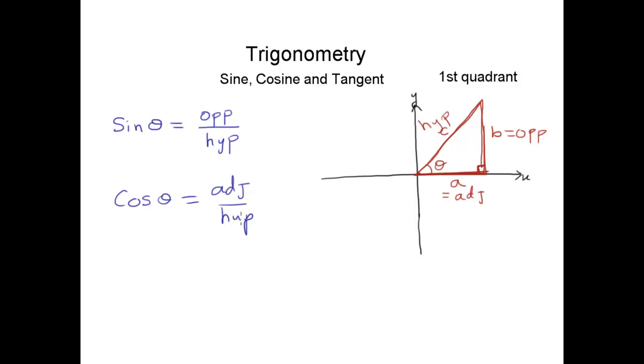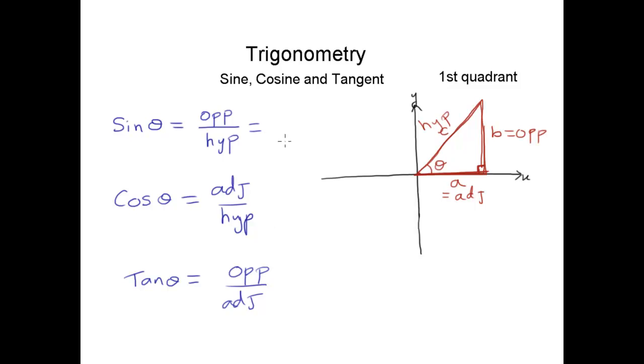Remember, the adjacent side should always be the side next to the angle theta, not the hypotenuse but the other side. Tan theta, or tangent theta, is given by opposite side length over adjacent. So there is no hypotenuse in here, it's just opposite over adjacent.